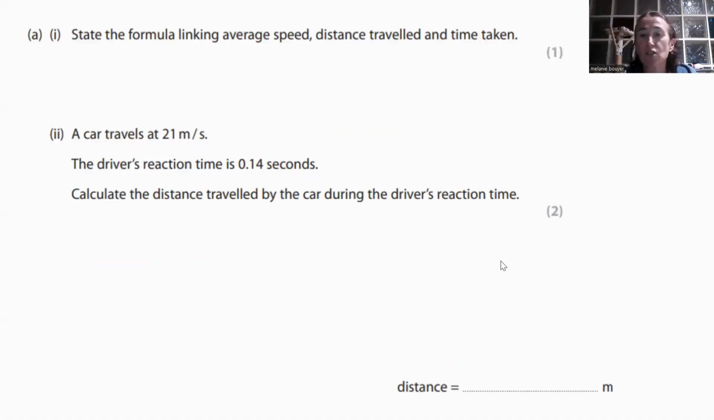So let's just have a look at some practice questions. This one is asking you to state the formula linking average speed, distance traveled, and time taken for 1 mark. And then the car traveled at 21 meters per second. The driver's reaction time is 0.14 seconds. Calculate the distance traveled by the car during the driver's reaction time. That's for 2 marks. So pause the video and have a go.